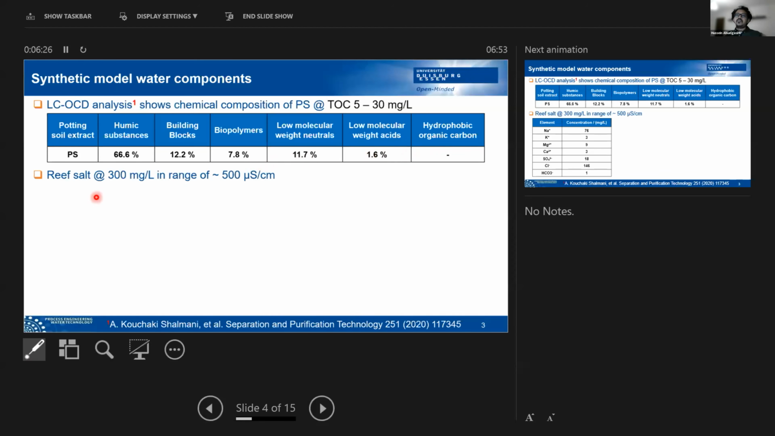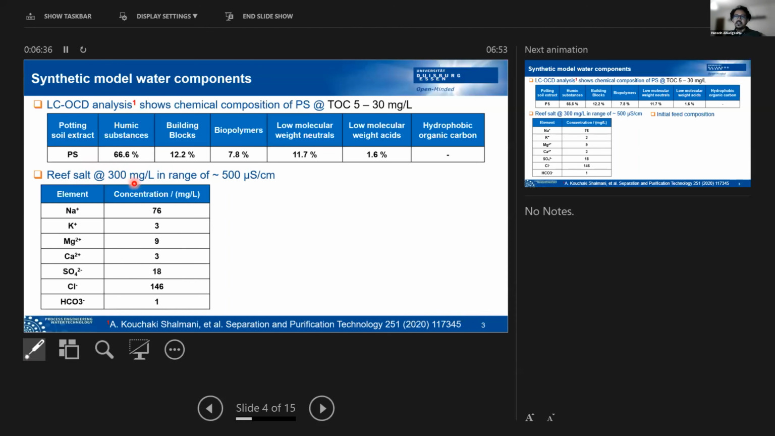So, as I said, to simulate the surface water and to have a conductivity of almost 500 microsiemens, we added a reef salt at a concentration of 300 milligram per liter. The commercial reef salt is mainly sodium chloride. That's why you will see that the sodium value is 76 milligram per liter and the chloride is 146. For the experiments that I performed to check the feasibility of these nanofiltration capillary membranes, or modified layer by layer, I used different initial feed compositions.